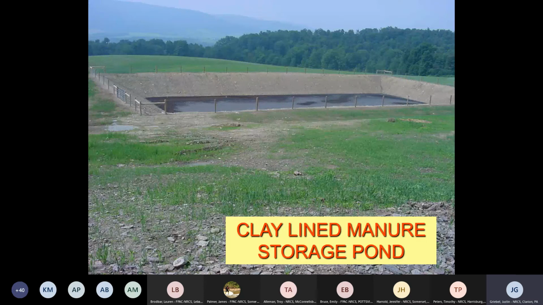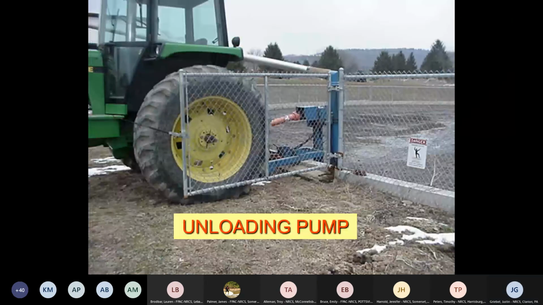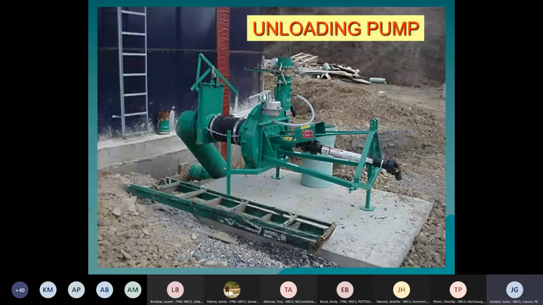Here's a lined manure storage pond. We don't do many of these anymore just because they take up so much space. But here's a flexible line manure storage pond, lagoon. PTO powered manure pump, unloading the manure from one of our concrete manure tanks. And here's a mechanical pump unloading the manure from a slurry store tank, unloading out of the bottom.